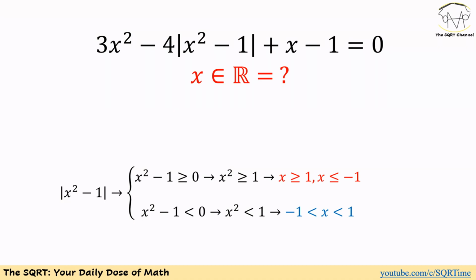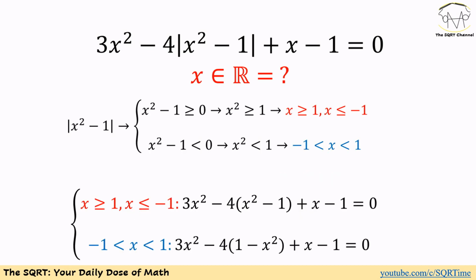There are two cases here. If x squared minus 1 is positive, then it means x squared should be greater than or equal to 1. And we will end up with two cases: x is greater than or equal to 1 and x is less than or equal to negative 1. On the other hand, for the case that x squared minus 1 is less than 0, we need to have x squared less than 1, and we will end up with x between minus 1 and plus 1. Now we are going to focus on these two cases for the rest of this video.